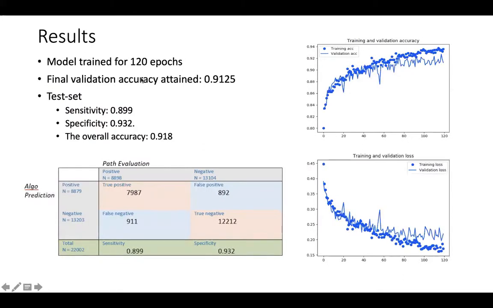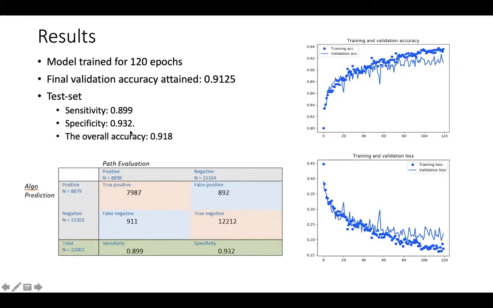So here's the exciting part. Here are the results that we got from training the model and the test set diagnosis. As you can see, with this 120 epochs training, our training and validation loss is tapering off pretty nicely, and we get an equilibrium of a validation accuracy of just about 0.91.